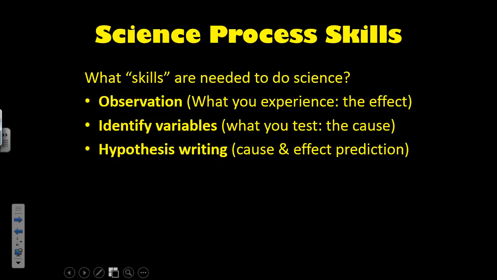Hypothesis writing, a critical part. This is where you actually determine what the cause and the effect is, and you actually make a prediction. This is something that has to be measurable. So you should say, okay, if I do this, then this is exactly what will happen. That's how you determine if your original idea is correct or not.